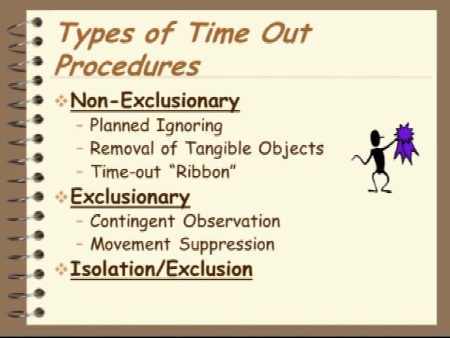There are three categories of timeout. The first one is called non-exclusionary timeout. It was actually the original form of timeout. The next category is called exclusionary. This is when you're actually going to keep the person in the instructional environment but exclude them from a specific activity. And then finally, isolation exclusion is the most restrictive form of timeout, and that involves putting someone in a timeout room.